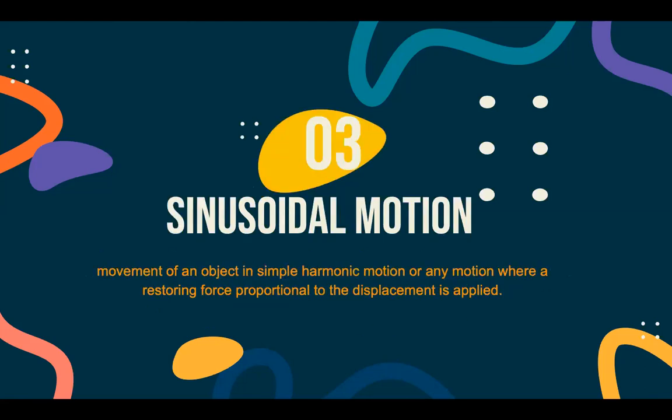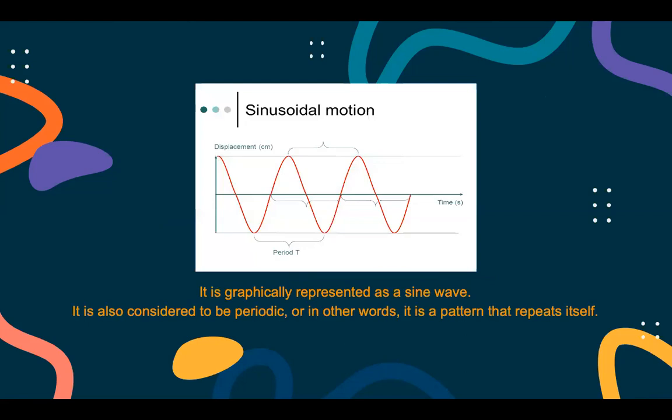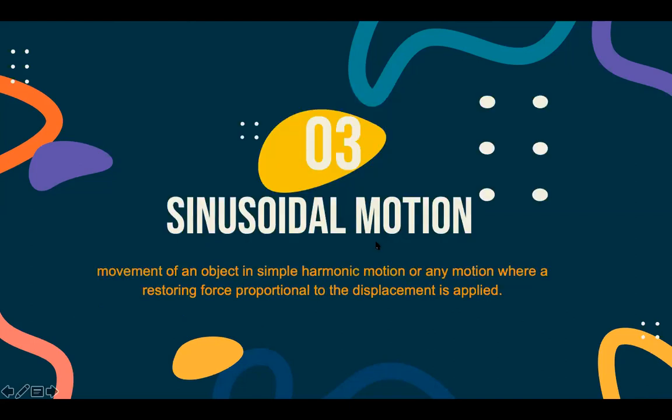So we have sinusoidal motion. Sinusoidal motion is the movement of an object in simple harmonic motion, or any motion where a restoring force proportional to the displacement is applied. Here is an example of a sinusoidal motion. We can see here that the pattern looks as if it repeats itself. That is why it says here that it's simple harmonic motion.